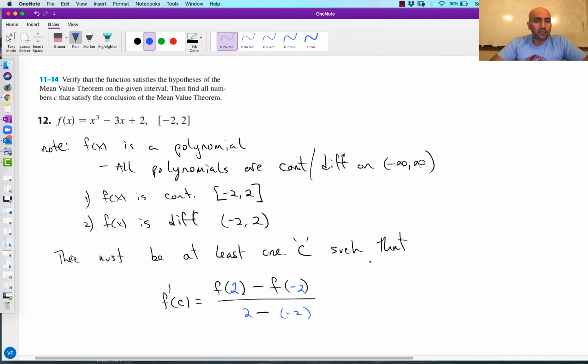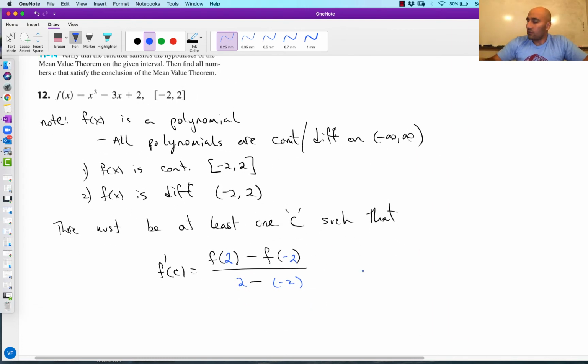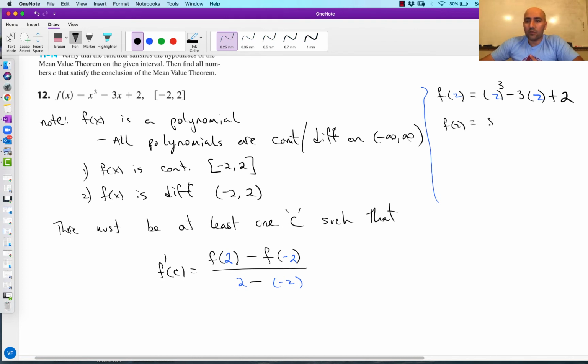Okay, so let's evaluate this polynomial at 2 and at negative 2. So I'm going to come off to the side here and do a little side work. So f of x equals x cubed minus 3 times x plus 2. Let's try evaluating it at positive 2. So f of 2 will be equal to 8 minus 6 plus 2, which means that f of 2 equals positive 4. Okay, we got that answer.